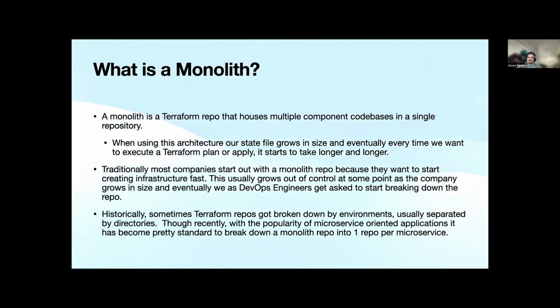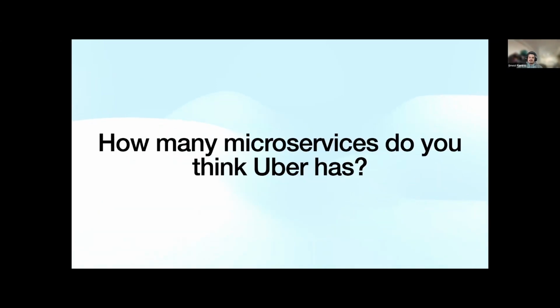So basically, what to take away from here is that a monolith is a repo that houses everything in a single repo. And when you do that, it's going to grow out of control as you add more and more resources to this repo. So you can kind of see where I'm going. As your organization grows, this becomes unmanageable.